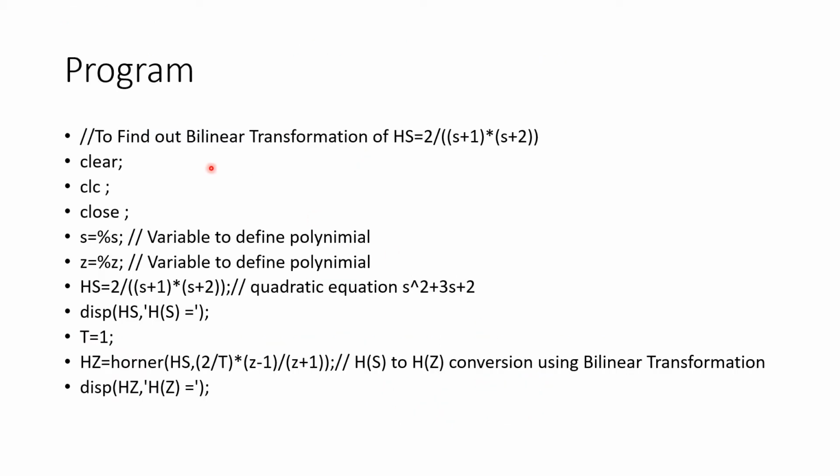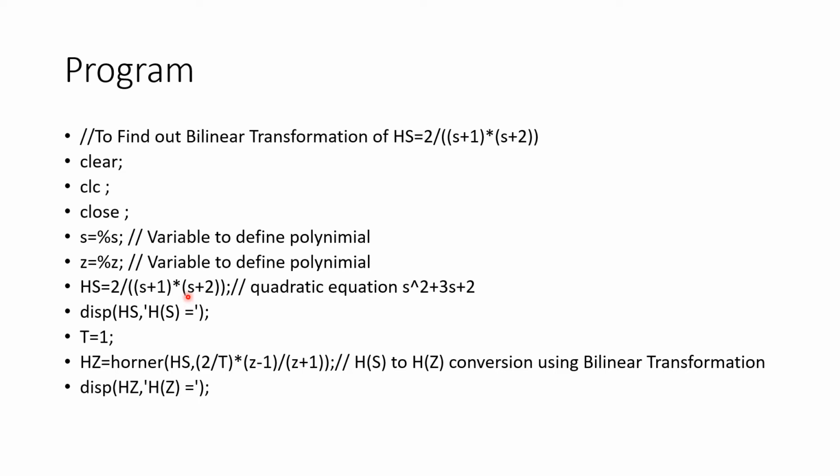So this is the code to find the bilinear transformation of the same function that we applied in the impulse invariant technique. There are various commands here. s equals percent s is the variable defined for the polynomial. z equals percent z is used to define the polynomial again. This is the h of s definition, and the h of z definition is also useful.